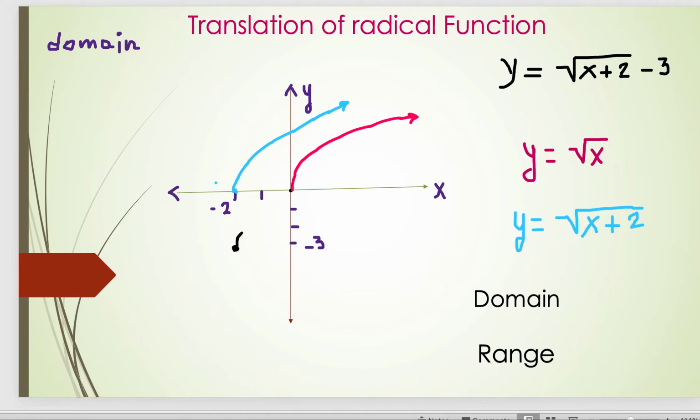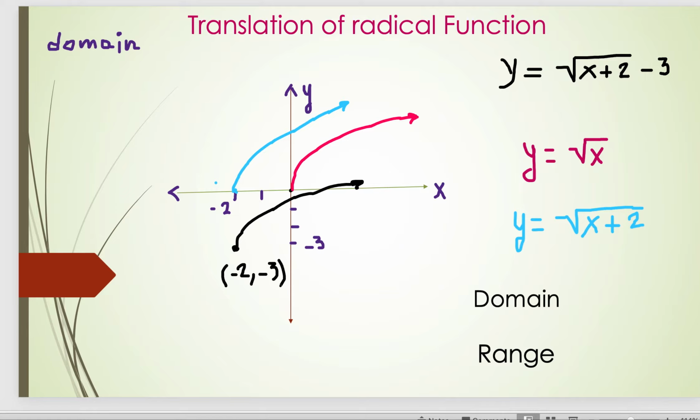And now let's try to write it down. Approximately the graph of the function y equals square root of x plus 2 minus 3 is going to be in this position. So now we are looking for this point here, which is going to be minus 2, and it's going to be minus 3.